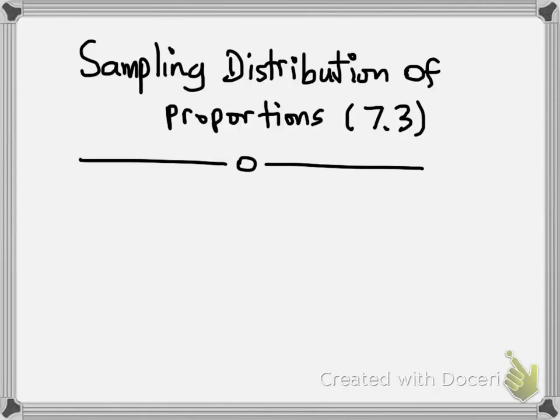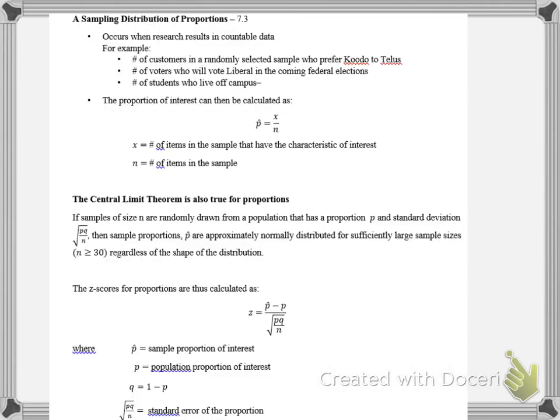Hello everyone, here is the lesson for 7.3 that deals with the sampling distribution of proportions. So let me do a little explanation first and then I will do some examples with you.